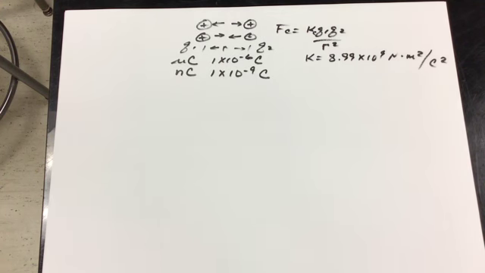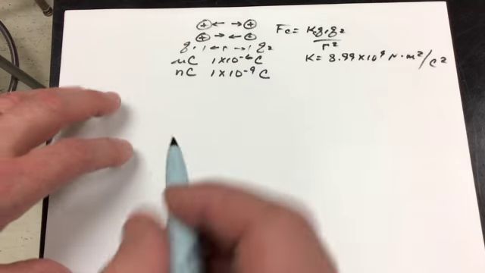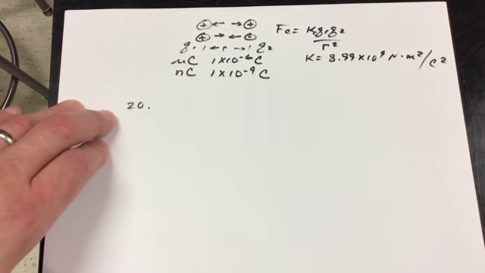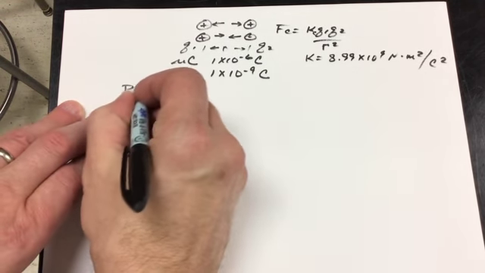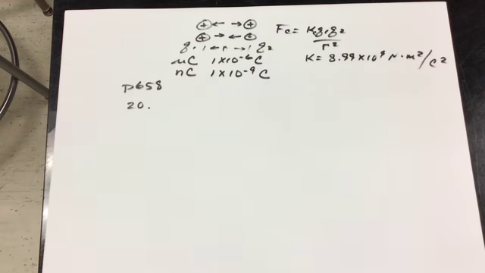I would like to do a more difficult one, and now that's going to be problem number 20, and this is going to be on page 658. Give you a second to adjust your materials. Probably won't have a calculator present there.